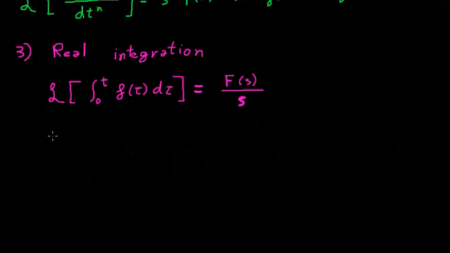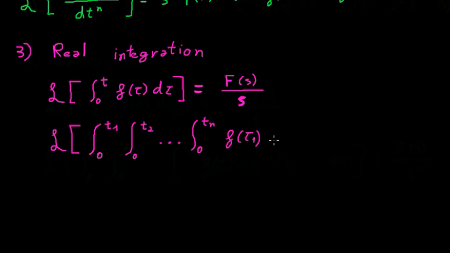This can be generalized as well. So the Laplace transform of the compound integral from 0 to t1 of the integral from 0 to t2 all the way to the integral from 0 to tn of f of tau, d tau 1, d tau 2, d tau n is the Laplace transform of the function over s to the nth power.